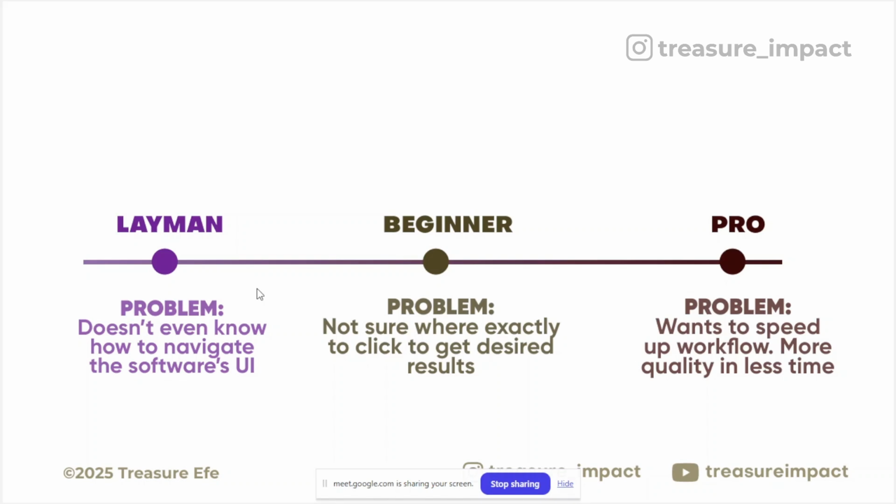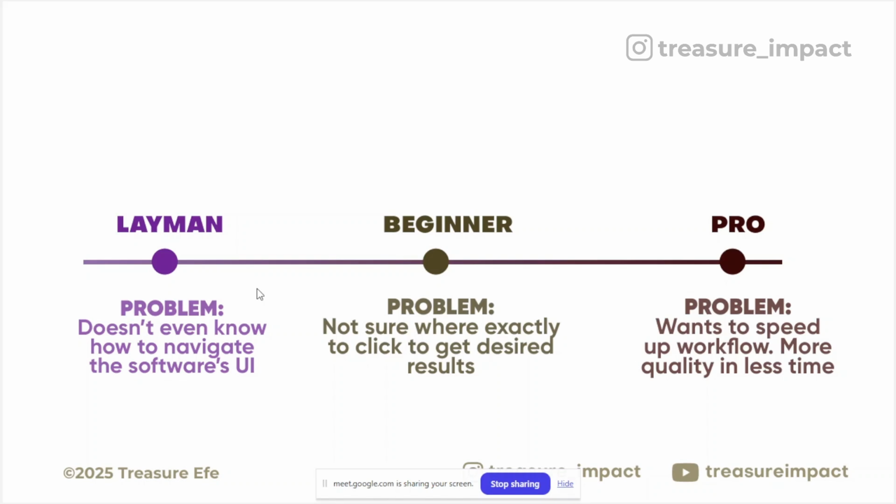A layman, you've probably heard of animation, but you don't know anything about animation. You don't know how to utilize any of the software. You don't know anything. What that person is going to do is going to be different from what a beginner is going to do. So a beginner, you know your software, you probably are familiar with the UI, but you are not sure, where do I click to get this result? I want to make a table, I want to make a shape, I want to make this ball move in animation. How exactly do I make it move? You don't know where to click, so that might be the problem of a beginner.